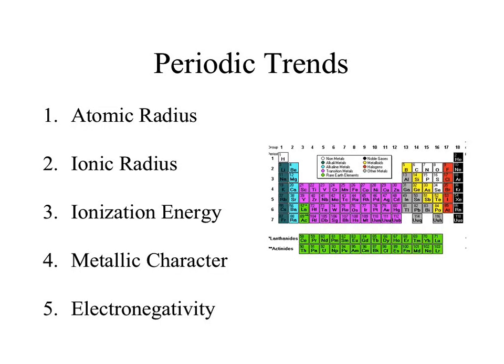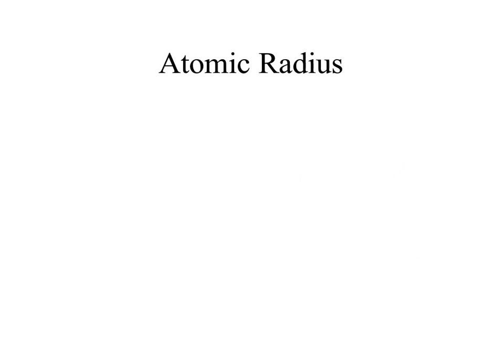The trends I'm going over: atomic radius, ionic radius, ionization energy, metals versus nonmetals, metallic character, and electronegativity. Okay, let's start with atomic radius.